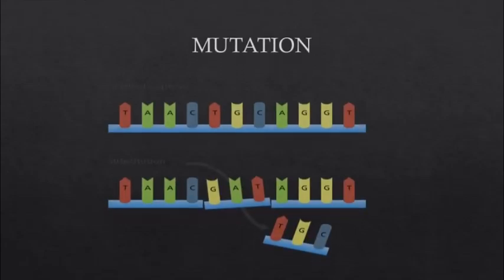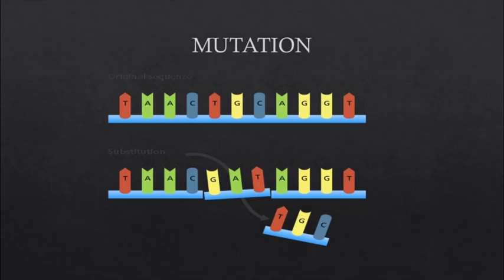Now, the characters are transferred from parents to their offspring via genes. But sometimes sudden changes may occur in those genes. Even a minor change in any nucleotide of the gene is nothing but mutation. Mutation may cause genetic disorders like Down syndrome, sickle cell anemia, etc.